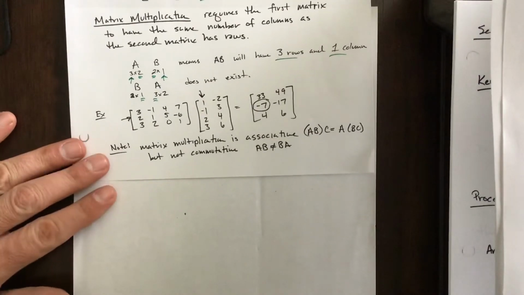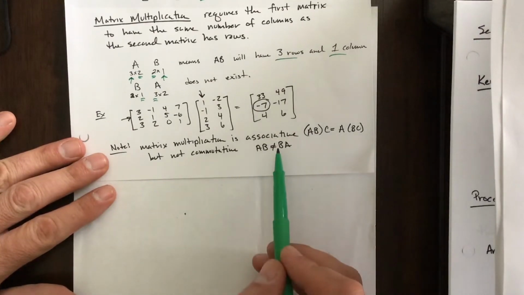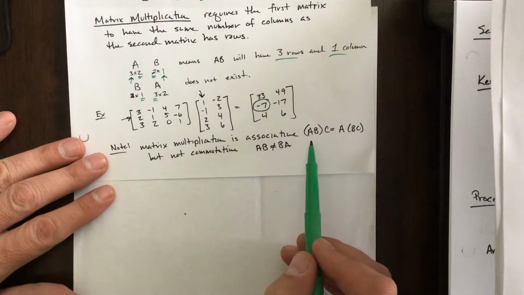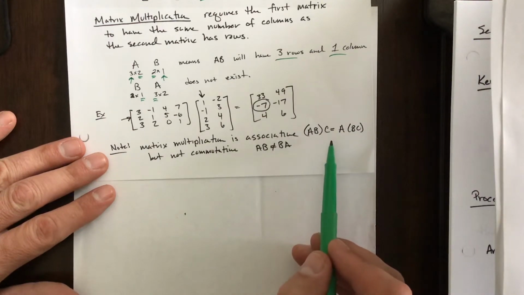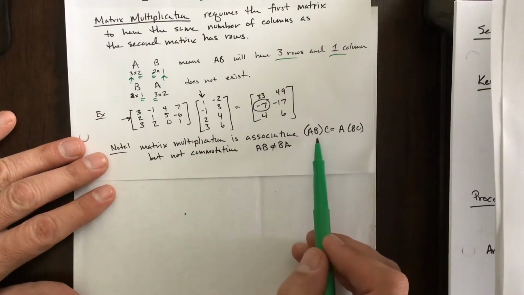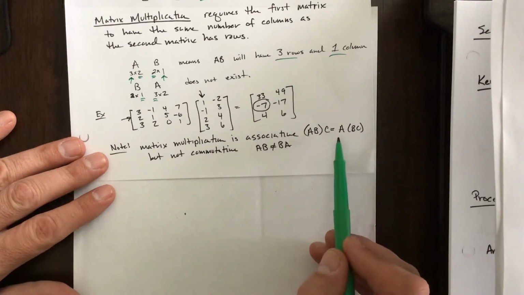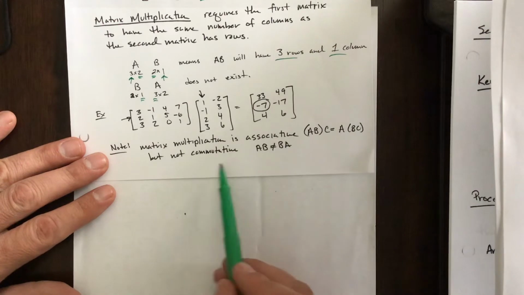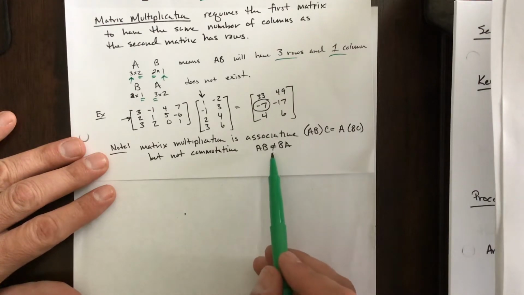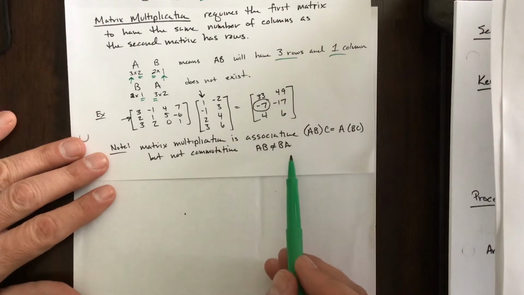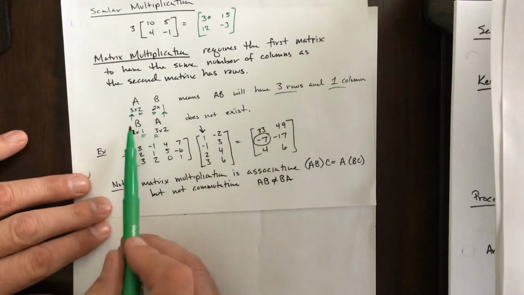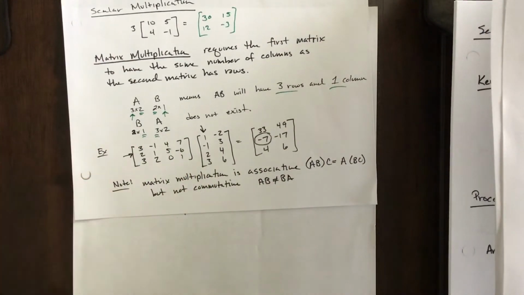One thing to note, matrix multiplication is associative. That means if you have a product of 3 matrices, A, B, and C, you can multiply A and B first and then multiply by C, or you can multiply B and C first and then multiply by A, but it is not commutative. That means A times B is different than B times A. In fact, in this case, B times A doesn't make sense.